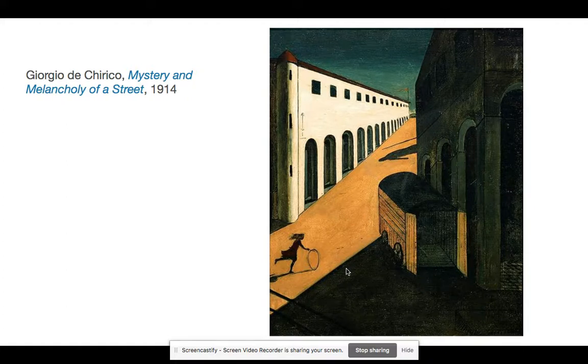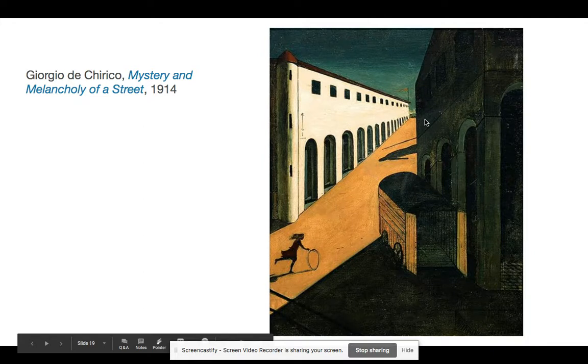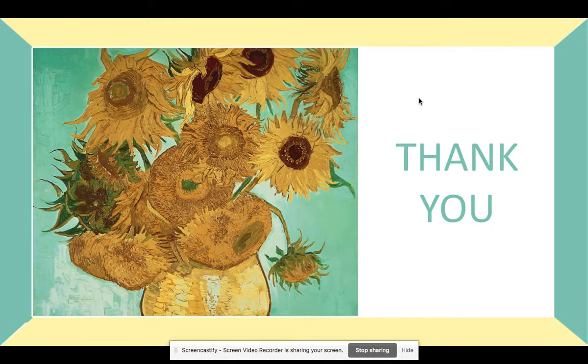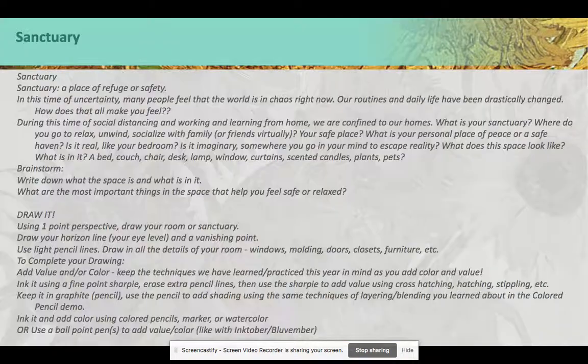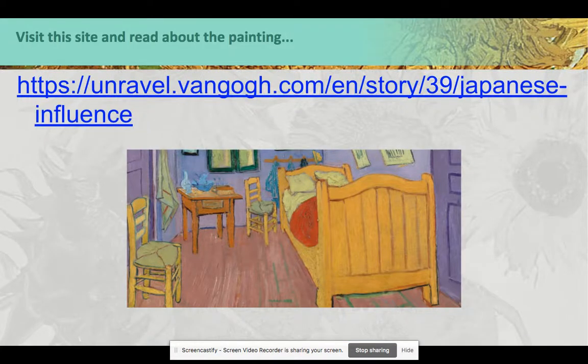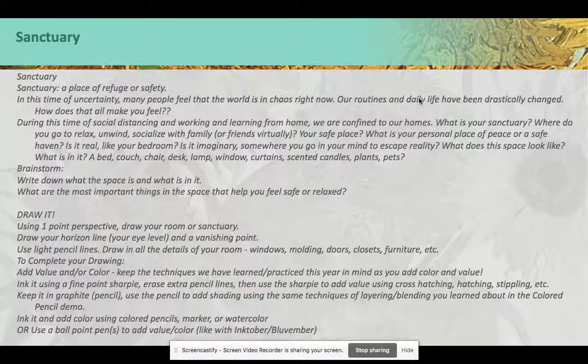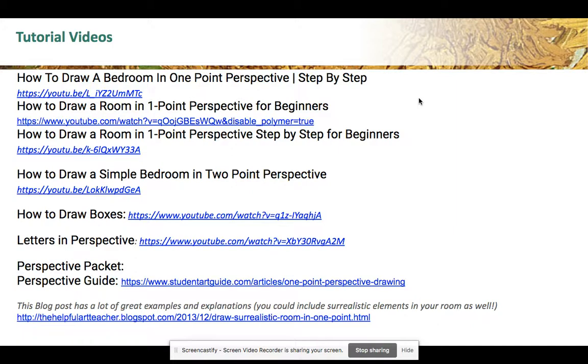Here, this is a surrealistic work, and you could incorporate surrealistic elements into your piece. But again, we see those orthogonal lines that go off to a vanishing point. So take a look at the resources in here from the Van Gogh Museum and learn a little bit more about this painting. Download this packet, look at it, study it. It explains how to do it. Use these links to help you. And then there's also a template that you can use in Schoology that has gray lines of perspective that will help you as well if you're struggling.